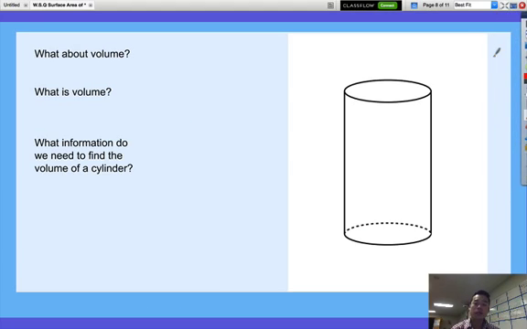Now, I'm going kind of quick, so take your time, write down the example. Don't just briskly write down the notes. Actually, take the time to work the formula. We are going to practice a little bit more in class. So let's talk about volume.